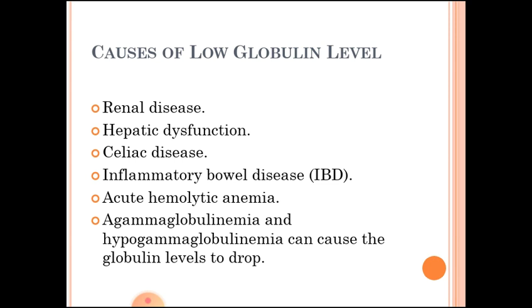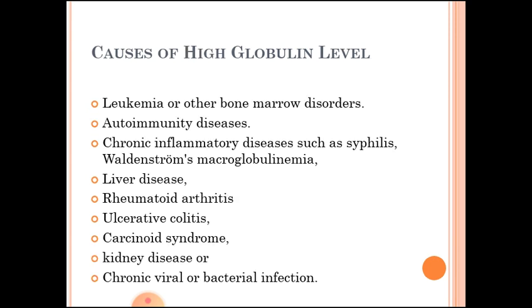Causes of low globulin level. Globulins mean immunoglobulins, with five classes: IgA, IgG, IgM, IgE, and IgD. The causes of low globulin level may be renal disease, hepatic dysfunction, celiac disease, inflammatory bowel disease, IBD, acute hemolytic anemia, and agammaglobulinemia; hypoglobulinemia can cause the globulin level to drop.